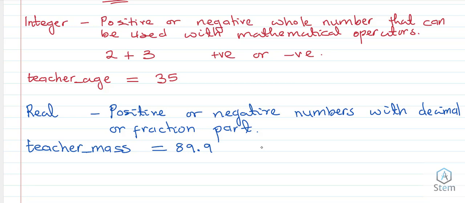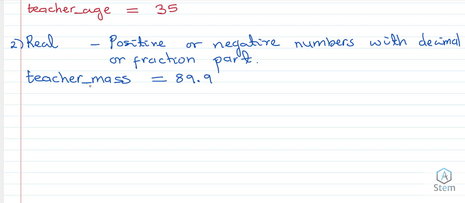I want you to think of more examples. These are things which I'll be asking in the test. All right, so that's our real number, the second data type. We looked at integer. We have now looked at real. Let's move on to the next data type.